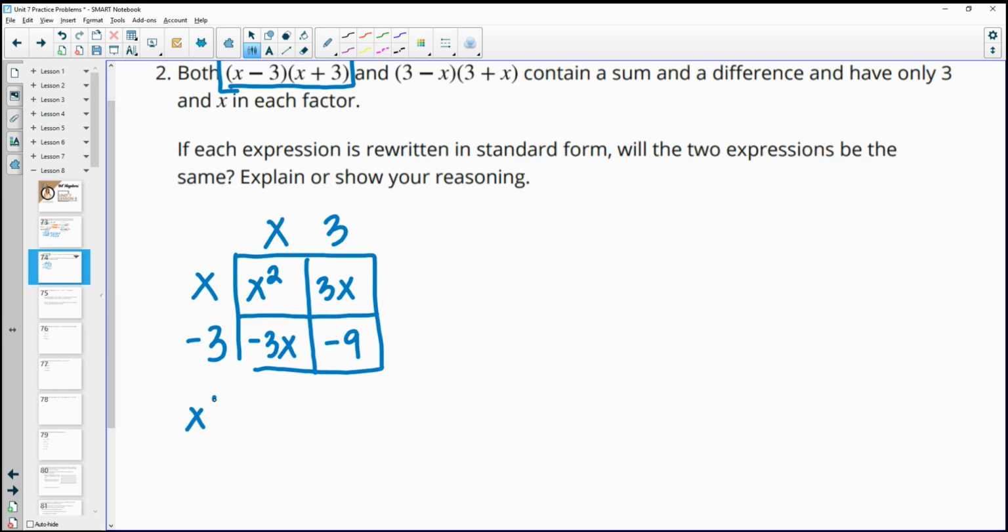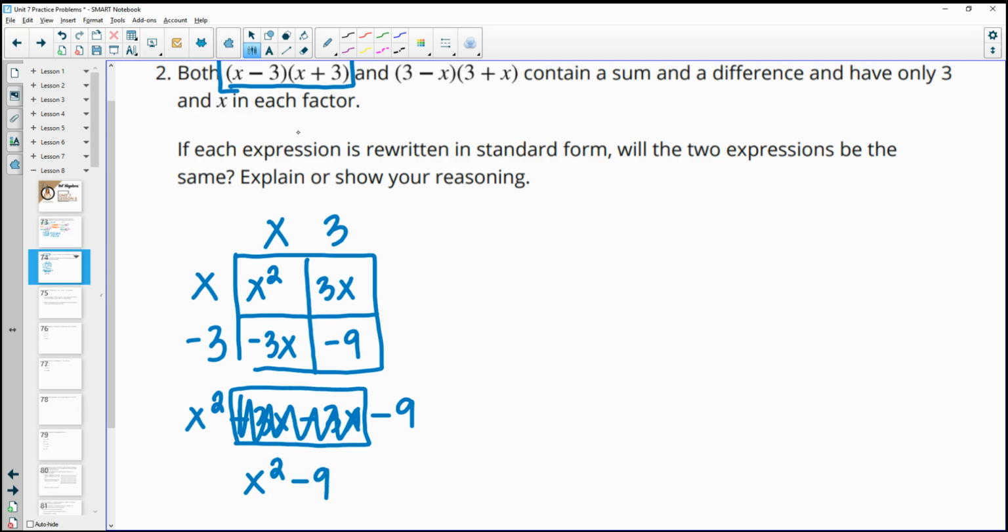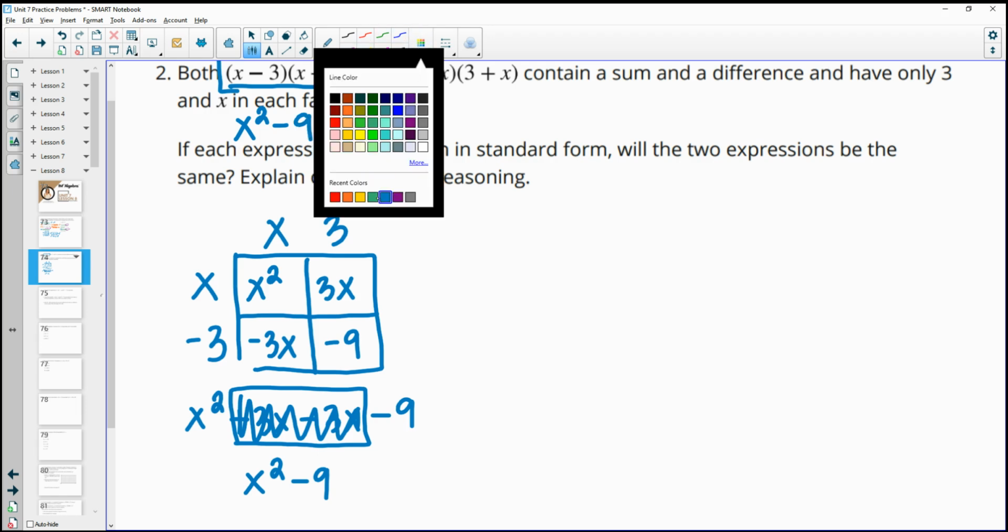So when we take these pieces out, we have x squared, a plus 3x, a minus 3x, and a minus 9. 3x and negative 3x totals 0. So this is just x squared minus 9 for this first part. Okay, so our first one in standard form is x squared minus 9.